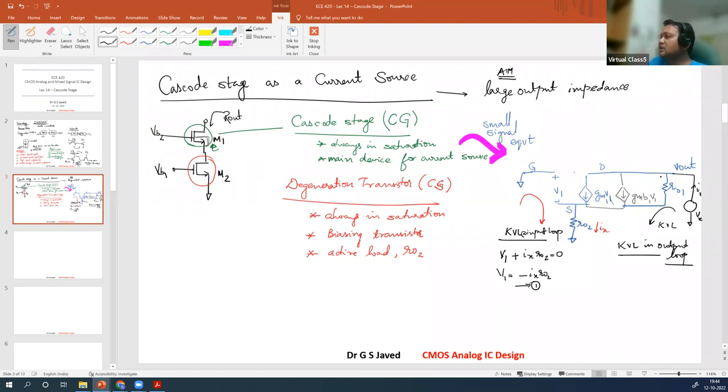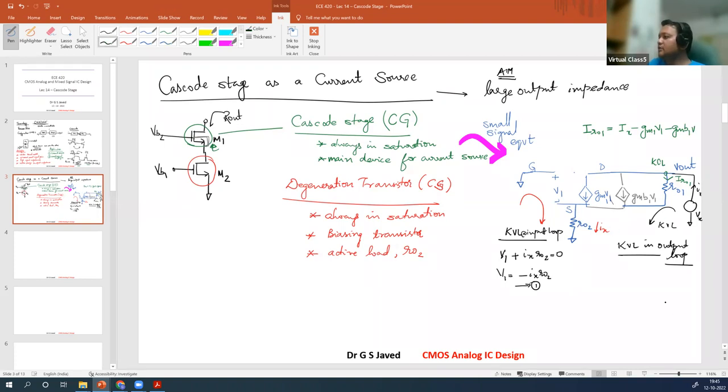So, what is the current flowing through RO1? I will call this IRO1. So, what is IRO1? IRO1 is equal to the current flowing through this node. So, we'll do KCL here. Current flowing into this node is Ix. Then there are two currents going out of it. So you subtract: Ix minus GM1 V1 minus GMB1 V1. So you have Ix. Now you apply KVL.